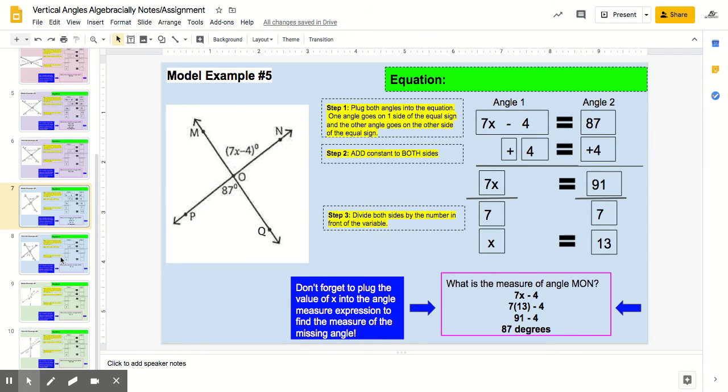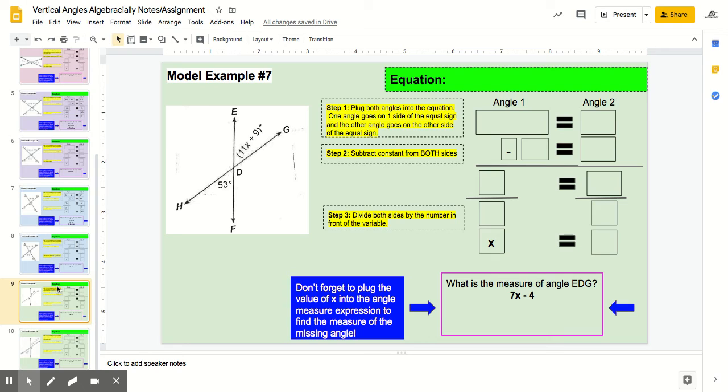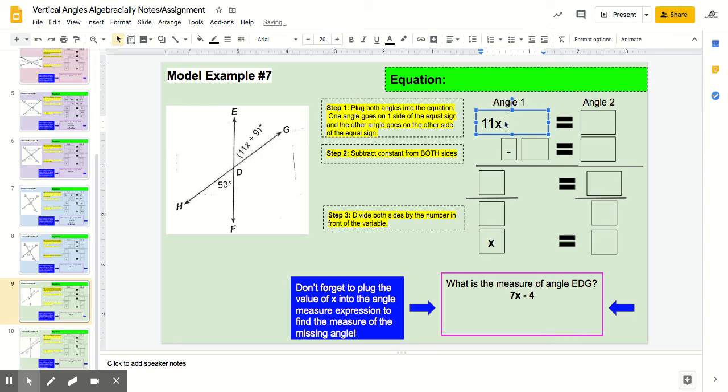Okay, we'll actually do one more model example together. All right, so again, we have vertical angles. I'm going to plug in my first angle over here, which is 11x plus 9. And my second angle is 53 degrees. Now, right off the bat, I know that this angle is going to have to equal 53 degrees. But before we can write that, we have to solve to see what x is equal to.